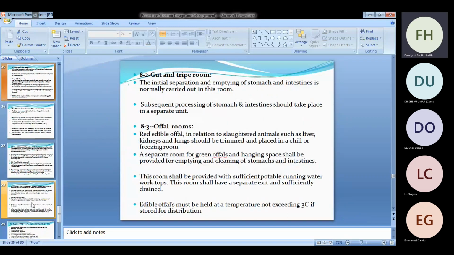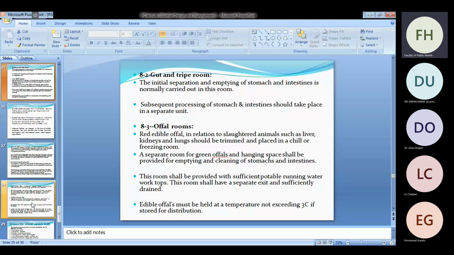The gut and trim room. The initial separation and emptying of the stomach or intestine is normally carried out in this room. This is where you do the evisceration. The initial separation of the stomach and the intestine, you do it in these gut and trim rooms. Subsequent processing of stomach or intestine takes place in a separate unit. That's what it's telling us. When you have separated them, you then process them. They are what we call the offal rooms.